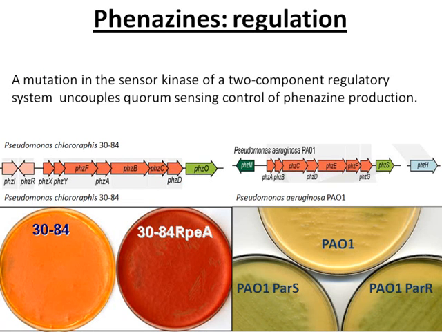Phenazines: the biosynthesis of phenazines is under quorum sensing control, and there's a conserved set of core genes that make the core part of the phenazine structure. Then they have modifying enzymes that make all of the phenazines different colors and give them their different properties. So the Pearson lab, before I came, had found a two-component regulatory system that, when mutated, uncouples phenazine production from quorum sensing.